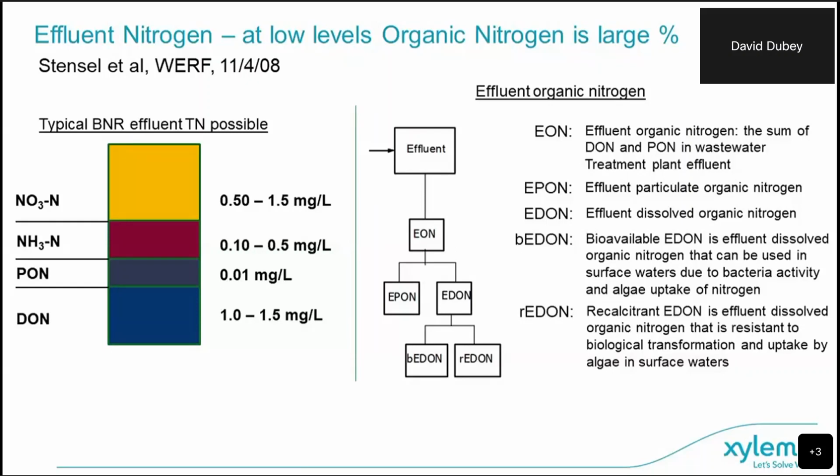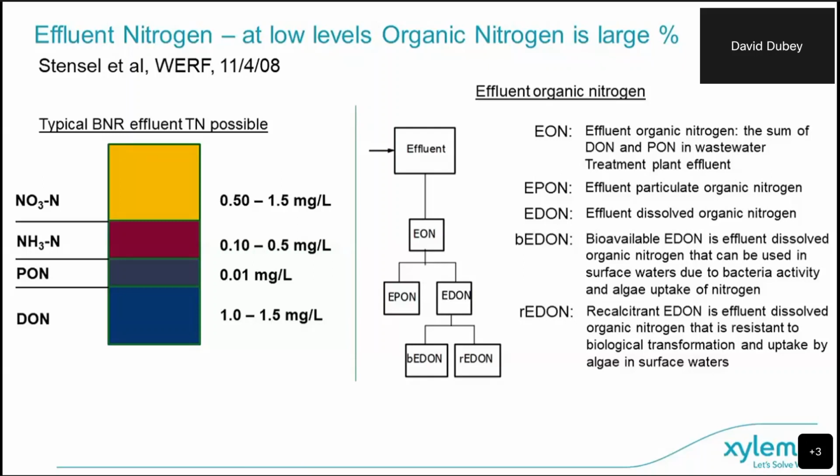This effluent organic nitrogen is really in a couple of different parts. So the particulate organic nitrogen, which I just talked about, which is pieces of solids that contain nitrogen in them. They can be dead cells. They can be non-broken down organic nitrogen that's still in a particle form. That's what the particulate organic nitrogen is.